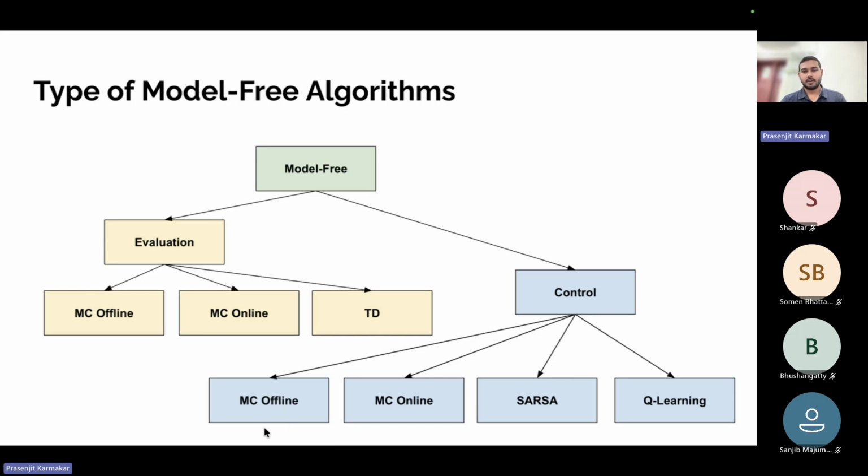So control: Monte Carlo offline, Monte Carlo online, same thing. You estimate Q and update the policy with epsilon greedy. SARSA is basically the TD learning thing, and Q learning is more or less like SARSA, but with a little bit of a twist. That's it. Then you are done with model-free reinforcement learning. But this part, I guess, we'll do next week.